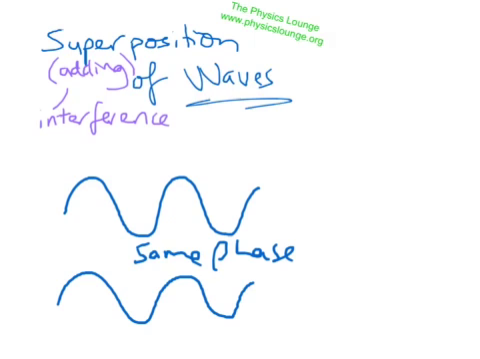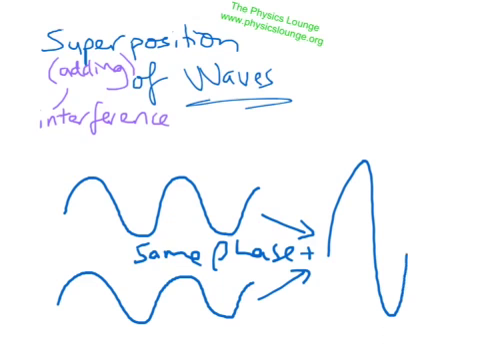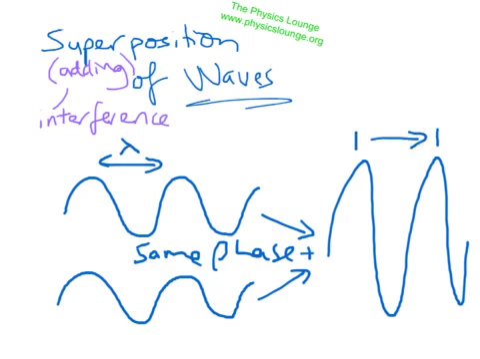So what we would find is that if we were to add those together, when they're in the same phase, we would get another wave that would have double the amplitude. Okay, so the wavelength is still the same. But the amplitude, the amplitude is from the equilibrium position to a peak.